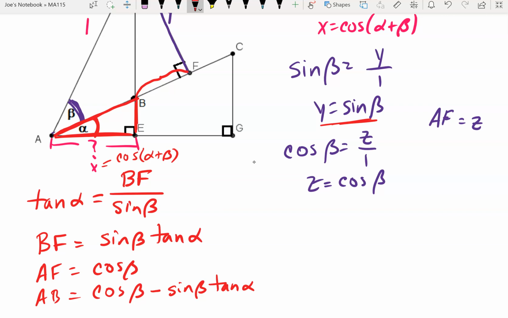So how can I express AB using that? What would we write? Here's my alpha right here. What side is this relative to the alpha? Adjacent, and we want the hypotenuse. So what would we write? Cosine of alpha is equal to what? Cosine of beta plus b over.